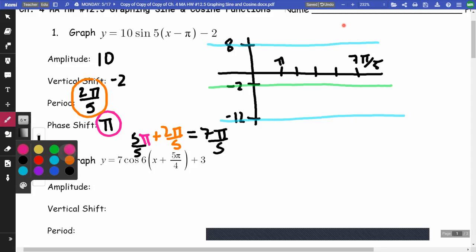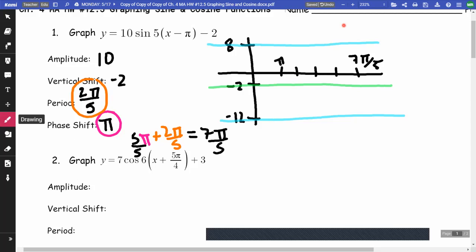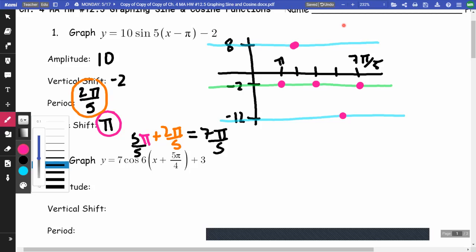So sine starts at my zeros. So I'm going to start here and end here on my vertical shift. Halfway in between is also another 0. It's a positive 10, so I'm going to be going up first and then down. And that is going to be our sine graph.